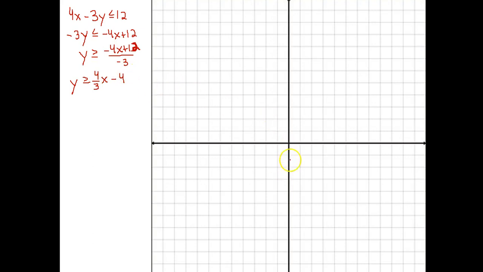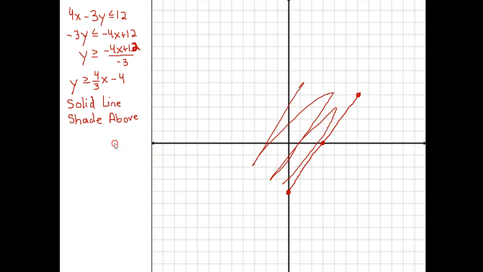So we got 0, negative 4, then 4/3. 1, 2, 3, 4, 1, 2, 3. That's a solid line. Solid line, shade above. So we know we're going to be shading up here.